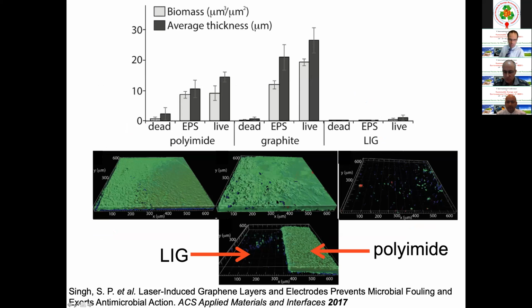So this is just a slide which shows that anti-fouling effect. So with this polyimide and graphite as controls, you can see there's a lot of fouling here. This green is just the stain that you can use in microscopy, which shows live bacteria. Red means dead, and this blue means EPS. So it's a component of biofilm. And you can see, so this LIG has really low amount of bacteria on the surface. And even on the same sample, on the LIG part, there's low amount of bacteria, whereas on the control right next to it, you get a large biofilm growth.